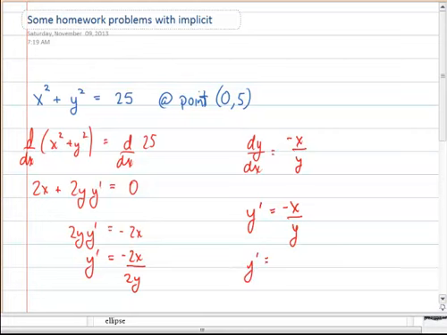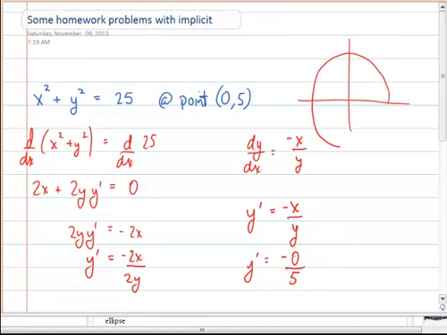And y prime would be, if you plug in 0, 5, you're going to get negative 0 over 5. So at this point, you must be at the top of the circle. So if we look at our circle that's centered at 0, 0 with a radius of 5, we must be at 0, 5. That makes sense. We have a slope of 0.